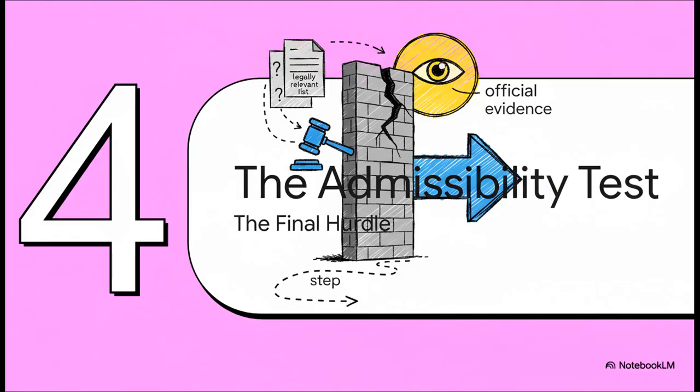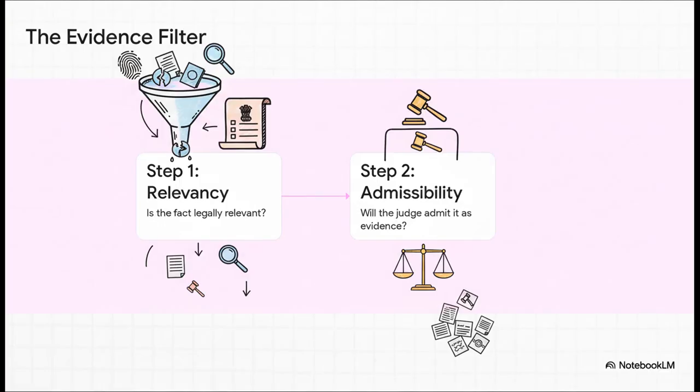Okay, so a fact makes it onto the legally relevant list. But we're not done yet. It still has one more major hurdle to clear before it can officially be called evidence in the trial. So what you have is this powerful two-step filter. First, the fact has to be legally relevant. It has to be on that approved list. But even if it is, it then has to pass a final test. The judge has to decide if it's admissible.